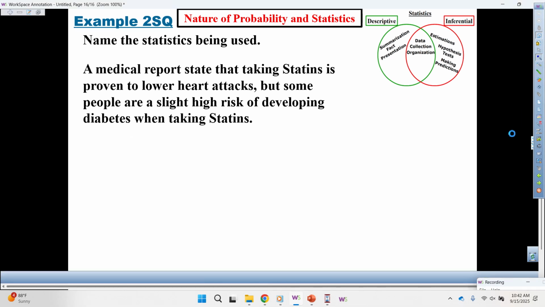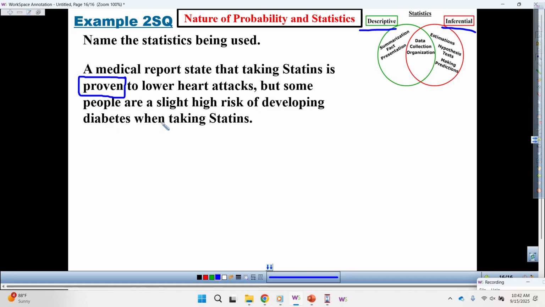Sean, pass him one. Camila? Descriptive or inferential? Descriptive. What was the key word that you saw that was descriptive? Statins is actually a drug. Proven. Proven is a fact. A fact. That's why it is descriptive. Go to the next one.